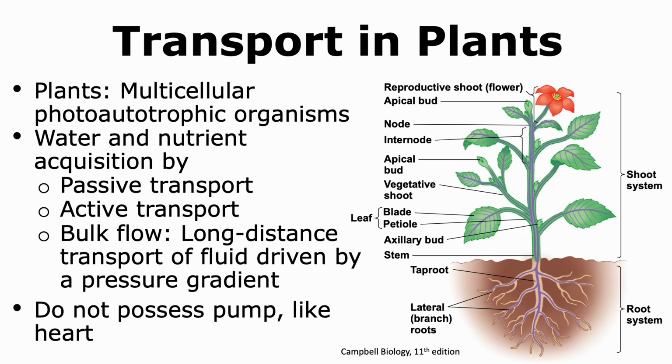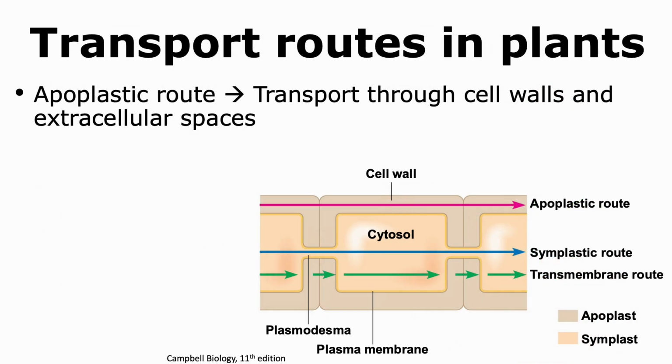Plants do not possess a pump, which is observed in some animals. In some animals, we are able to see the transport of fluids using a heart which functions as a pump. This is absent in the case of plants. Plants have different routes to transport substances from one cell to another cell.